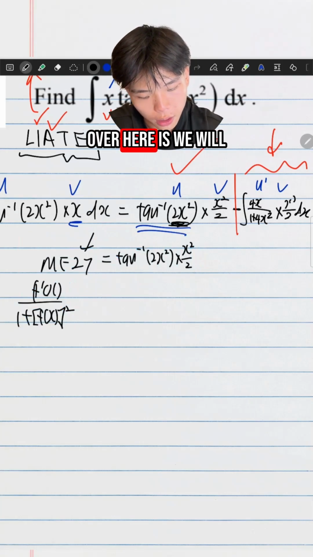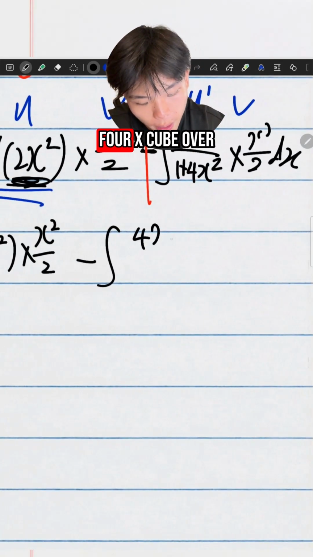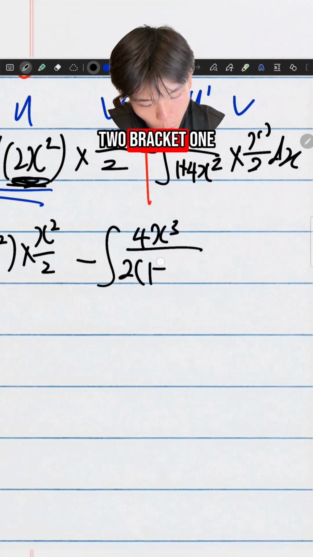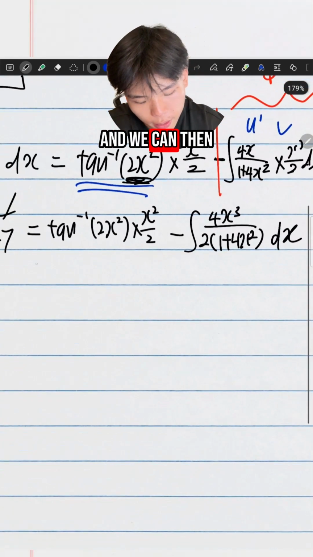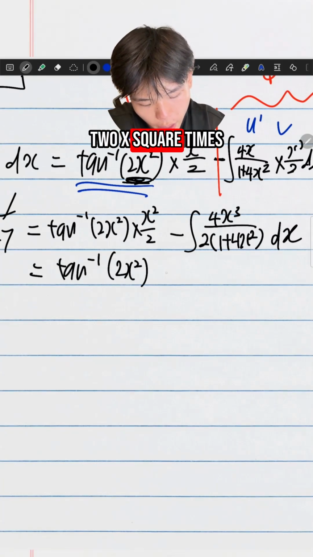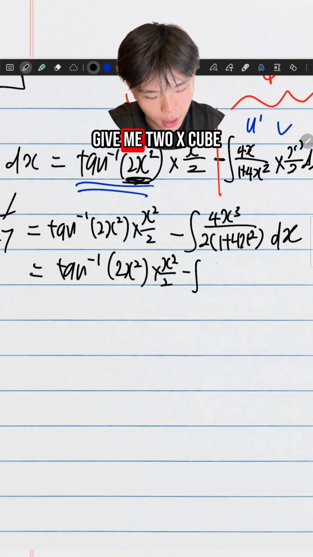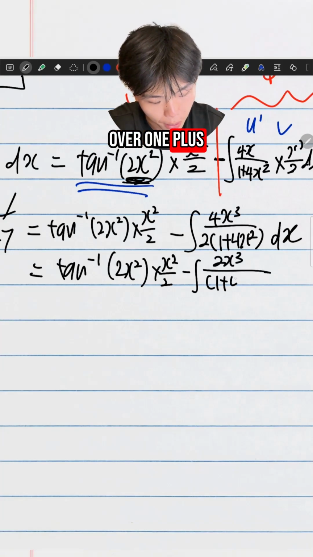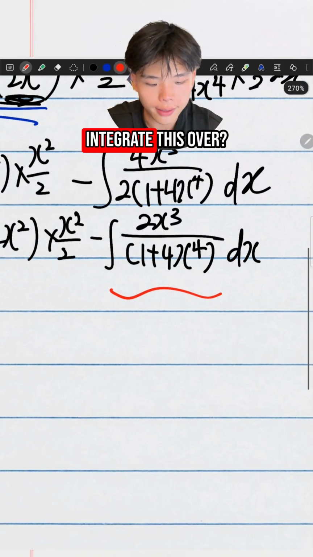And what we have over here is we will minus, simplifying this expression first, we will get 4x cubed over 2 bracket 1 plus 4x squared dx. We can then factorize out the half at the bottom first. So 2x squared times x squared over 2 minus, then this will essentially give me 2x cubed over 1 plus 4x squared dx. So now you see, how do we actually integrate this?